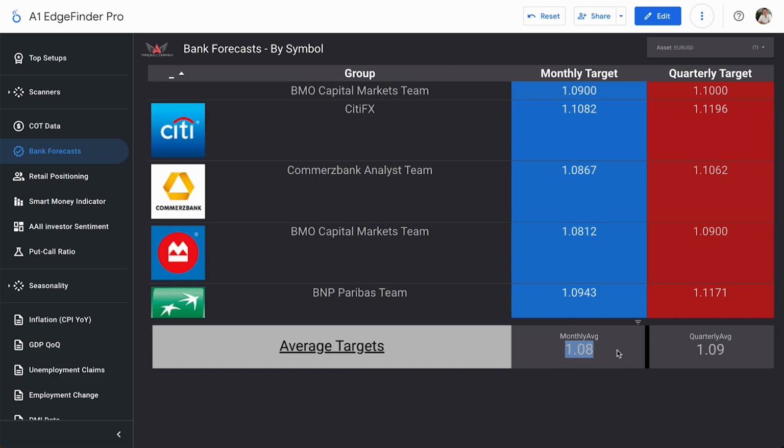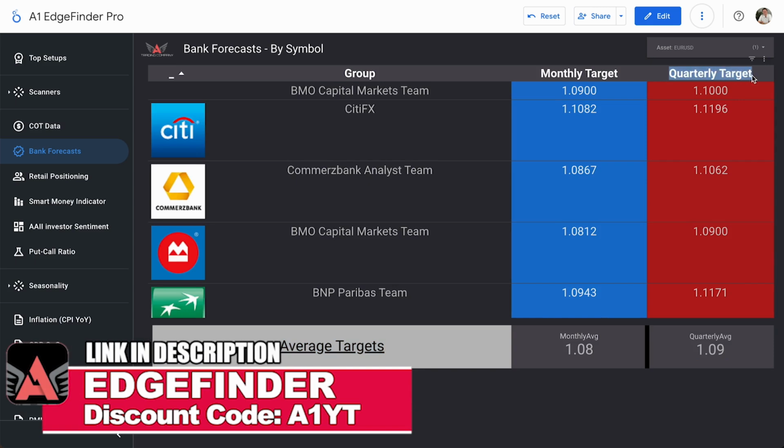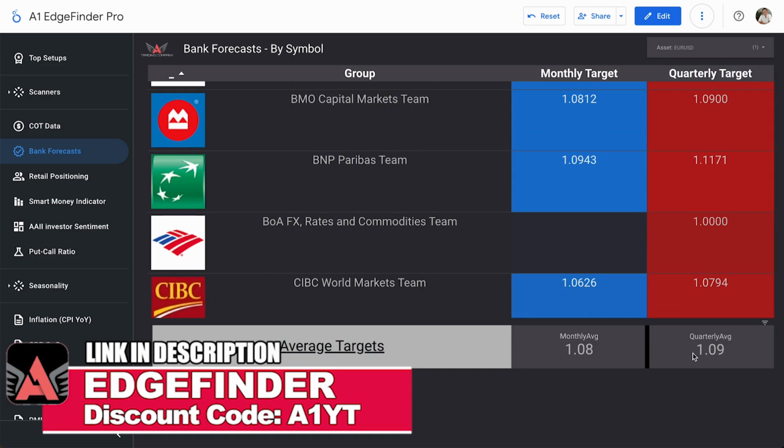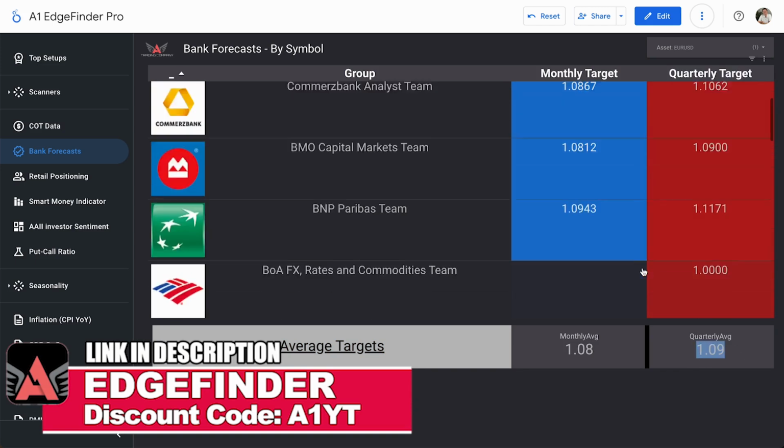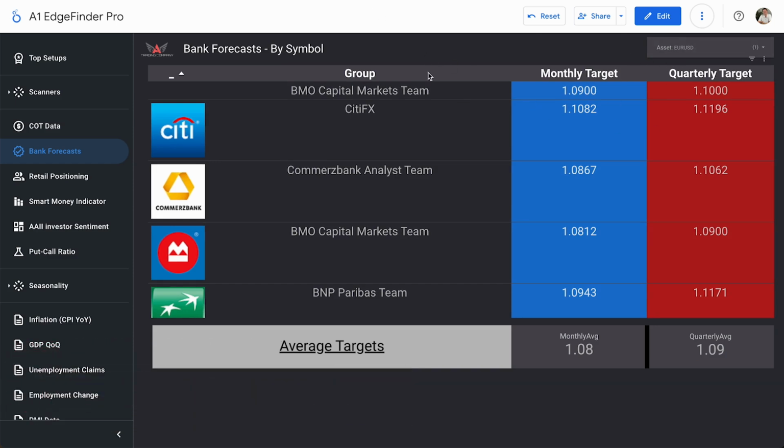And the exact same thing goes for our quarterly target as well. This is working on a 3-month basis because it's a quarterly target. But the same thing applies here. We can see the quarterly average there as well. So what I'm going to do is click through a couple of these and also take a look at where price is on the chart so we can get an idea of if these market teams or analyst teams from these major banks all over the world think that price is going to be going up or going down. So let's just go ahead and start off with the euro here.